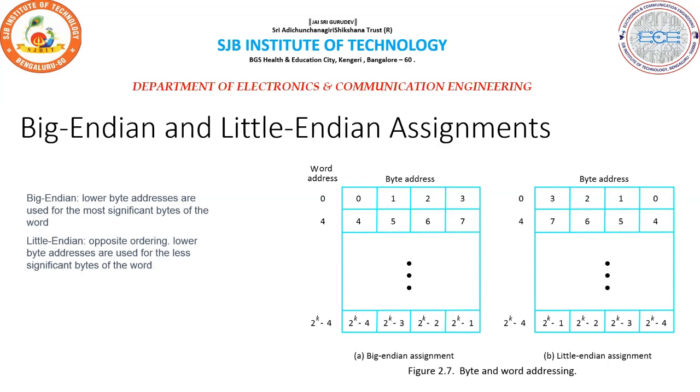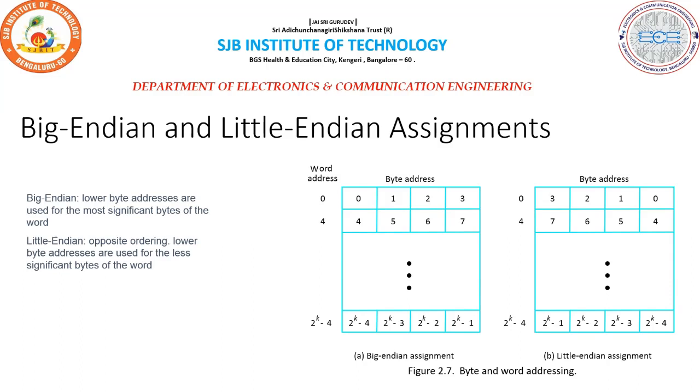That is, the name big endian is used when the lower byte address is used for the most significant bytes of the word, and the name little endian is used for the opposite ordering, where the lower byte address is used for the less significant bytes of the word. The words more significant or less significant refer to the relation of the bytes to the bits when the word represents a number. Both little endian and big endian assignments are used in commercial machines.